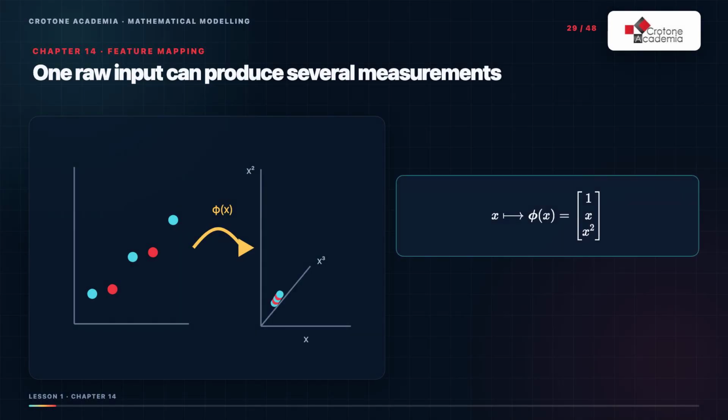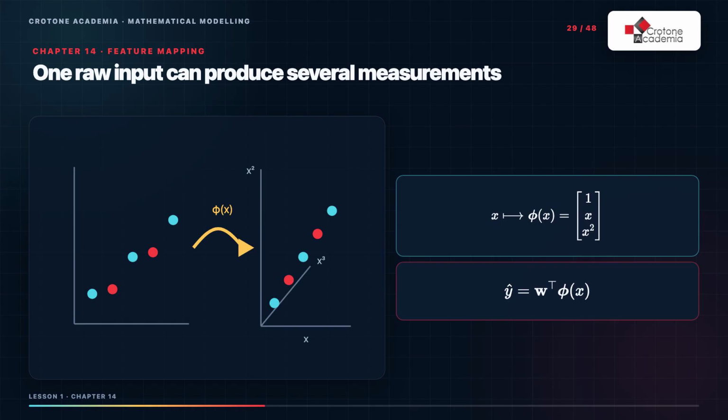A feature mapping takes one raw input and constructs several useful quantities from it. For the quadratic model, x maps to the vector 1, x, x squared. We call this vector phi of x. A point moving along the original number line traces a curved path when represented by x and x squared in feature space. This space is a mathematical representation, not necessarily a physical place. The model then computes W transpose phi of x. First construct the representation, then weight and combine its components.